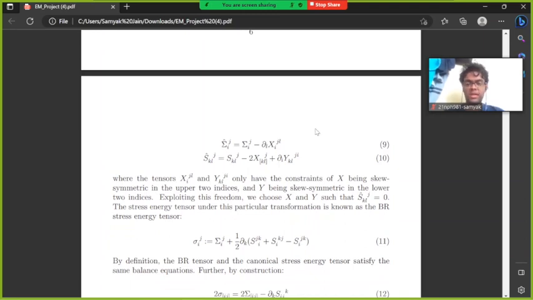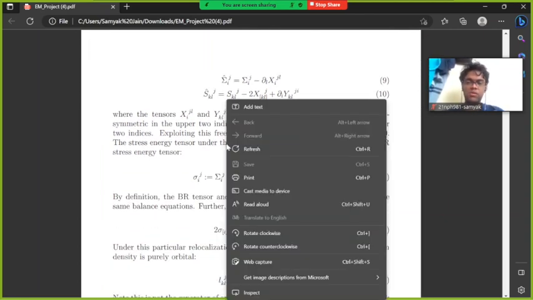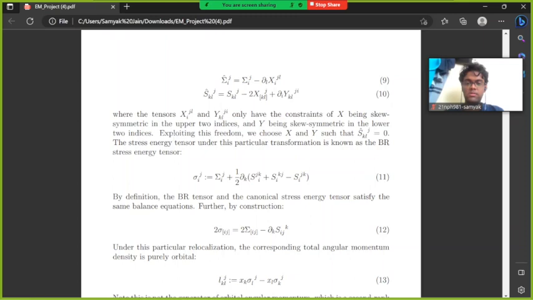So we can choose any X and Y, and that will give us a new stress energy tensor and a new spin tensor. And correspondingly, the balance equations will not change, which is the whole reason we can do this transformation.